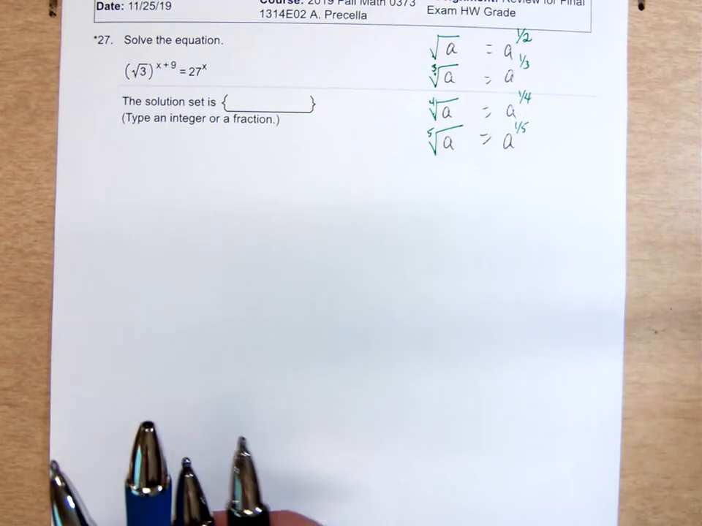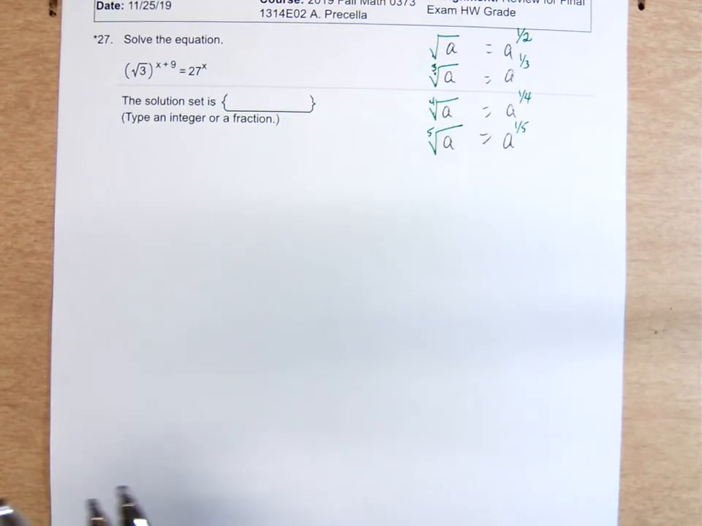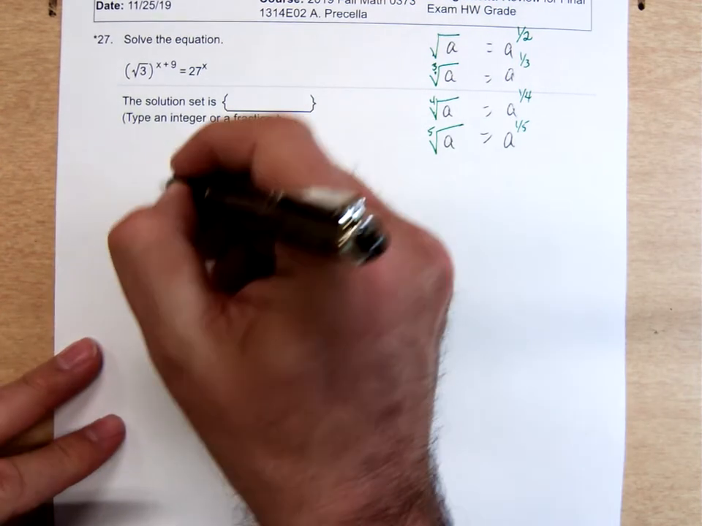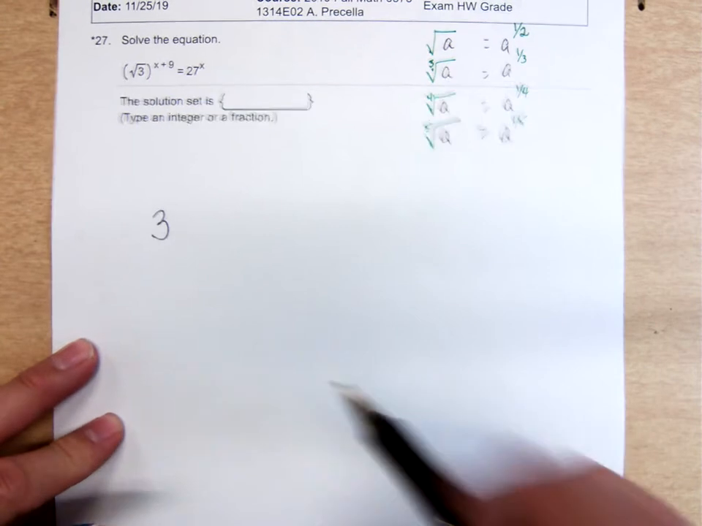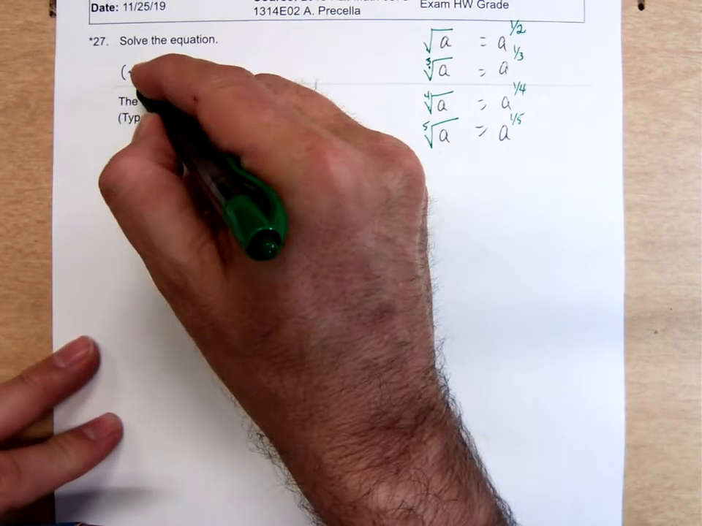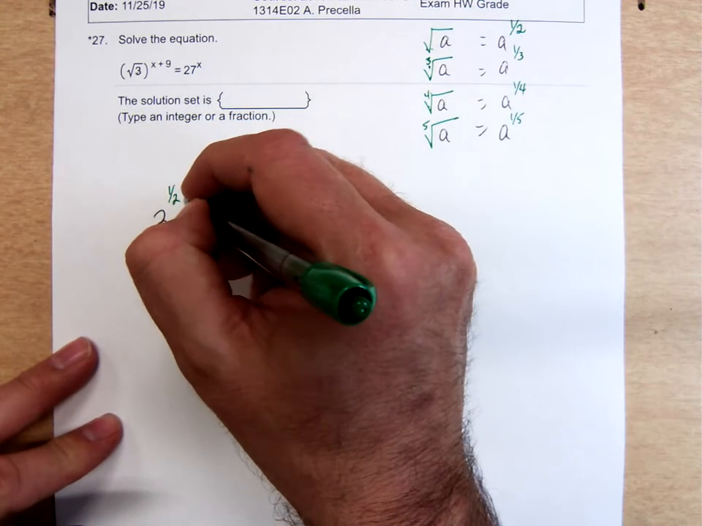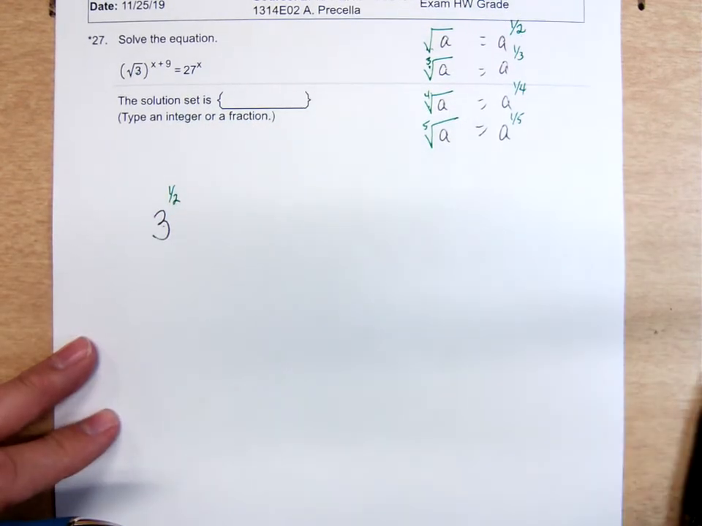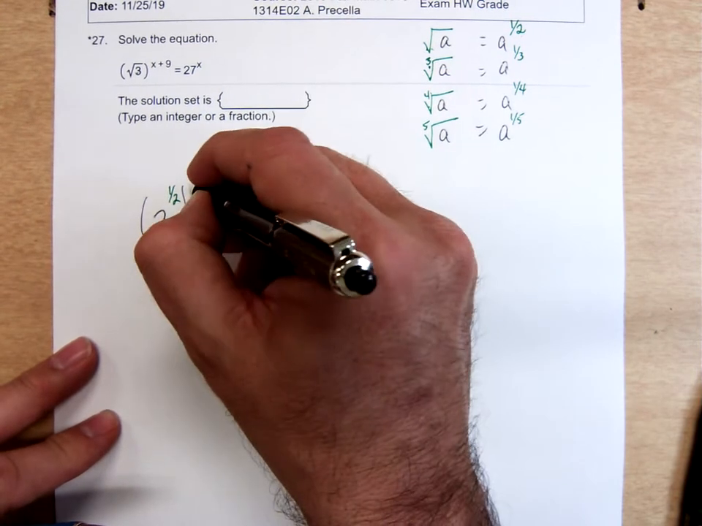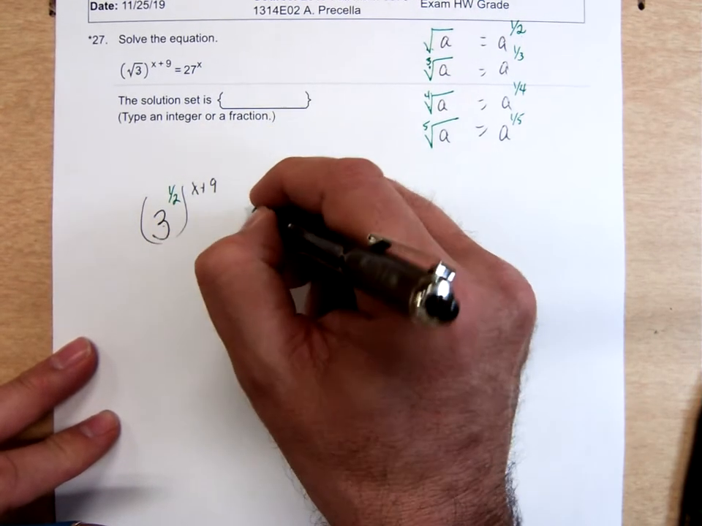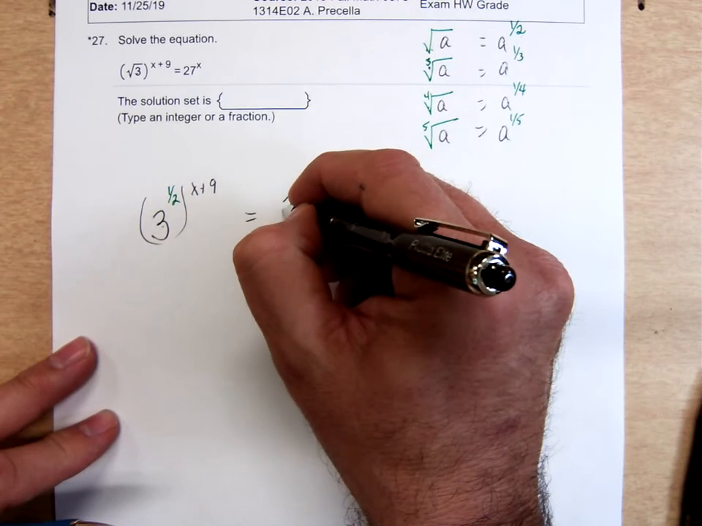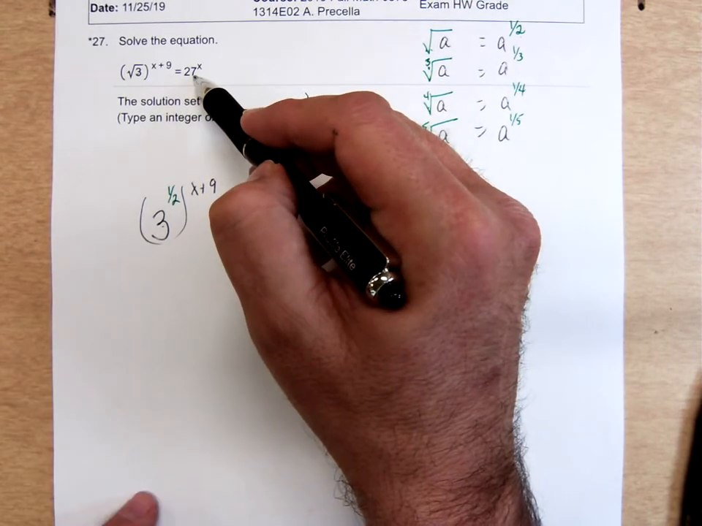So when I look at number 27, it's not like the one we just finished doing. It's pretty easy to spot what that common base is going to be. It's going to have to be a 3. So the square root of 3, I would write as a 3 to the 1/2. And then we still have that x plus 9 power equals.